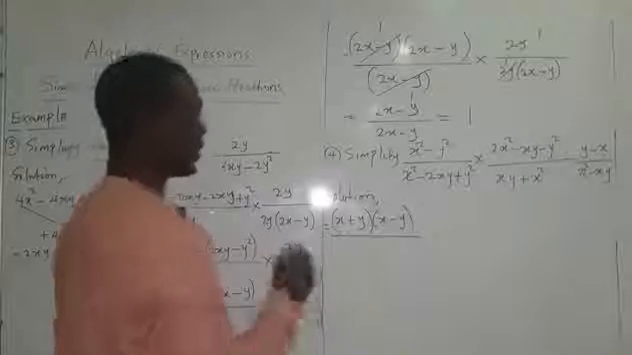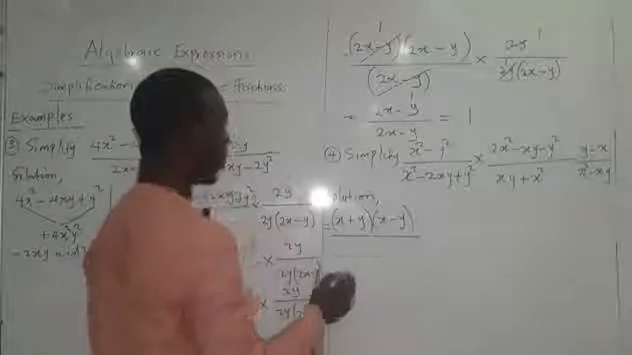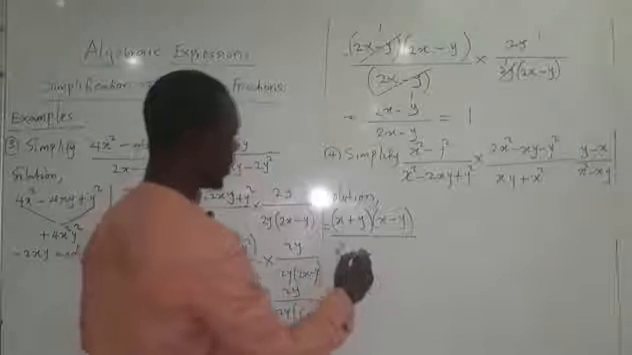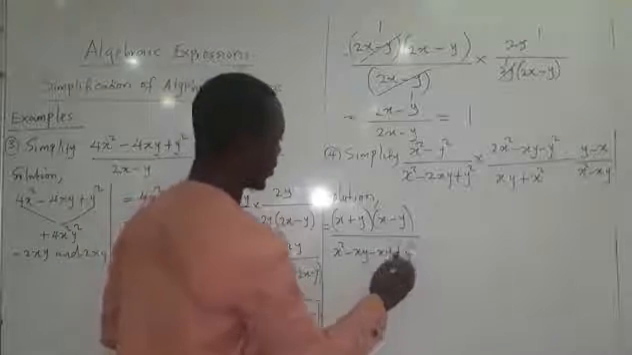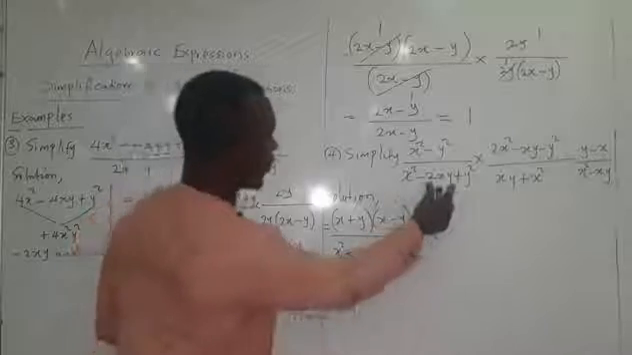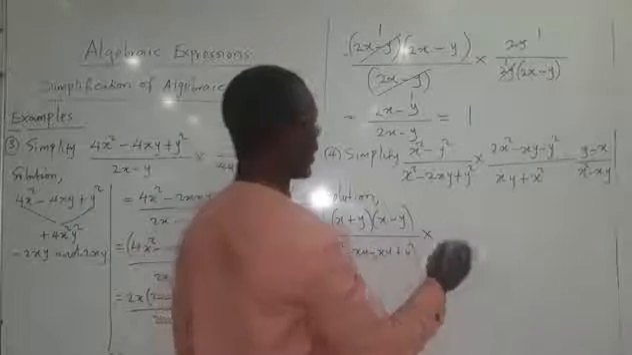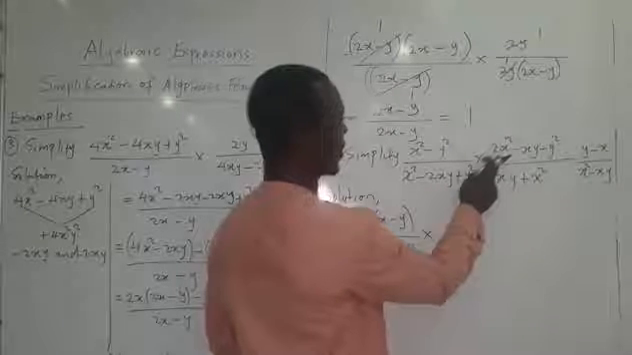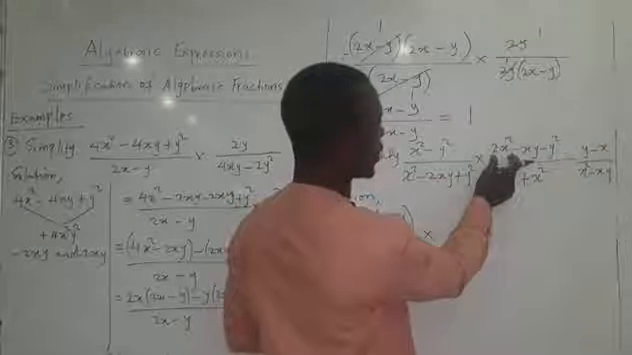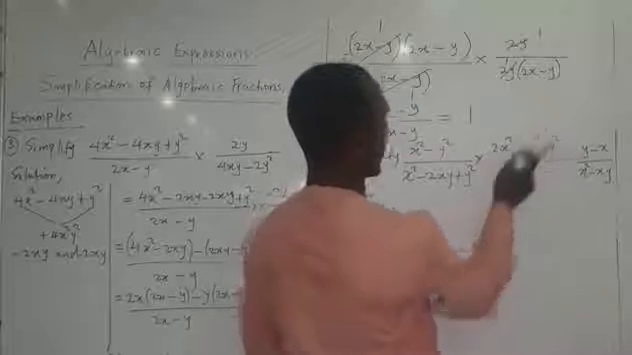So that satisfies what we are looking for. So we now have x squared minus xy minus xy plus y squared. So minus xy gives us minus 2xy. Then multiply by, for this expression, we have 2x squared minus xy minus y squared.